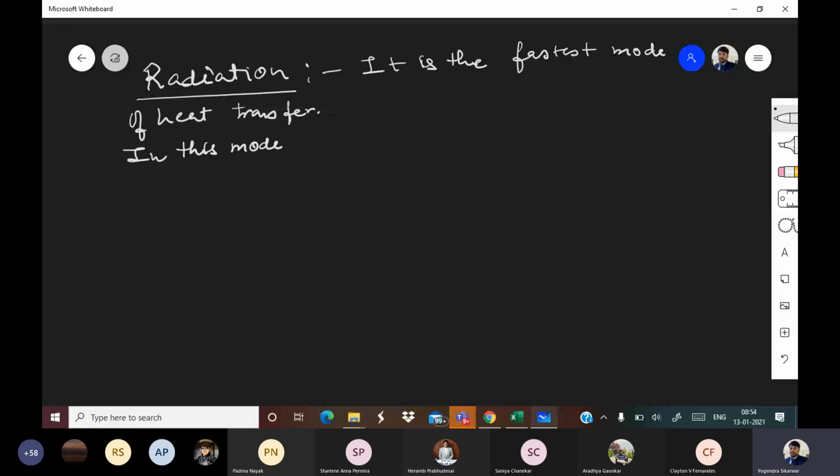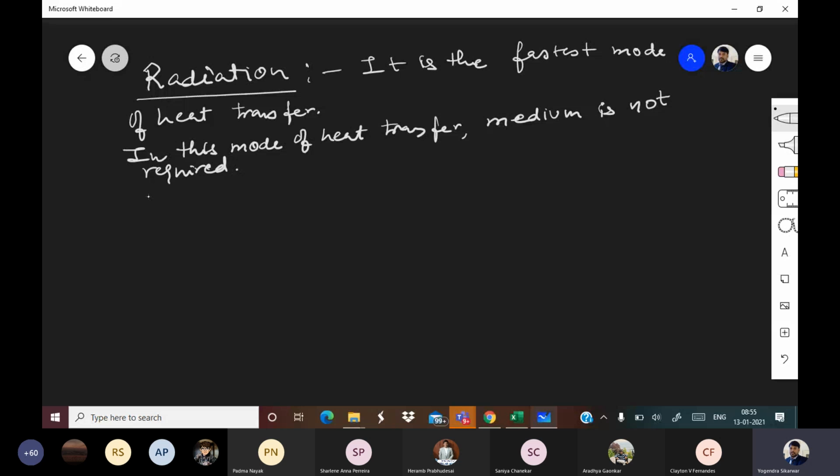Let me write even more clearly. In this mode of heat transfer, medium is not required. The light which comes from the sun to the earth travels in the form of radiation.